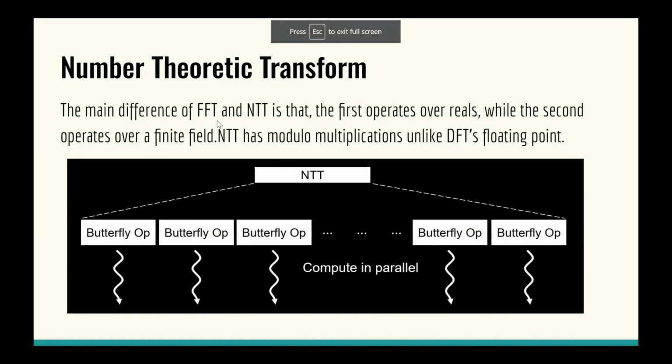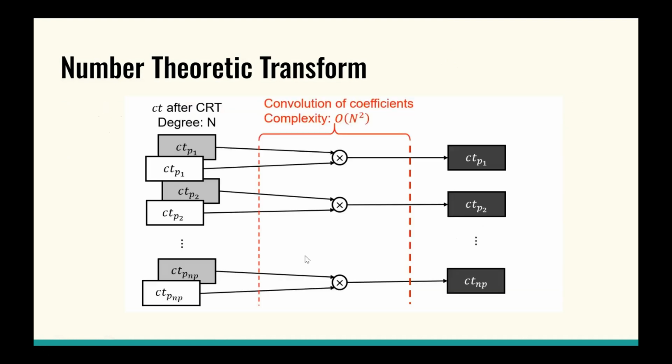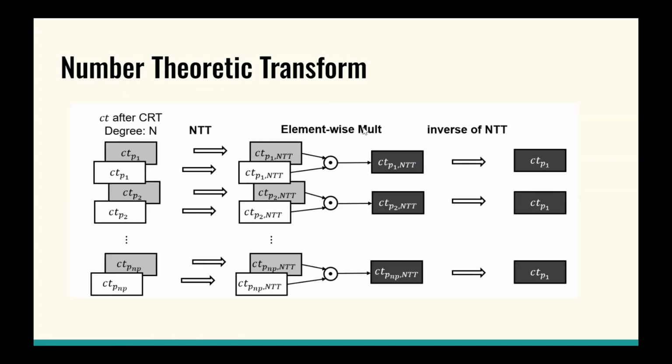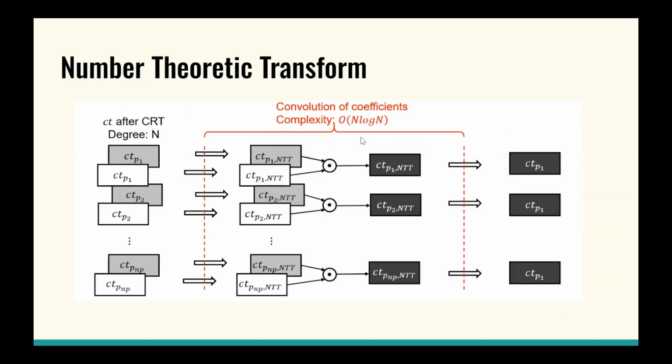The main difference of FFT and NTT algorithm is that the first operates over reals, while the second operates over a finite field. Also, in NTT we use modulo multiplications, unlike DFT's floating point multiplication. Here, normal multiplication will be O(n^2), but after performing NTT, since we do element-based multiplication, it's O(n log n). So here we are saving a lot of computational time and resources as well.